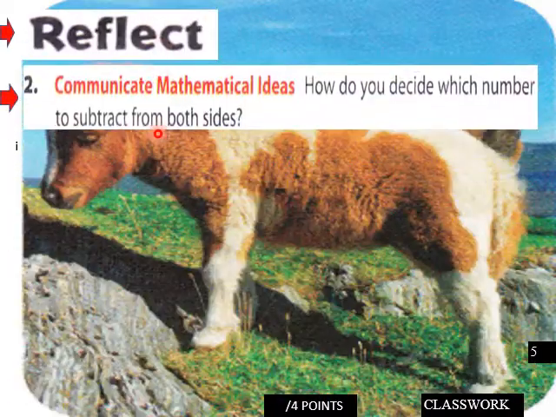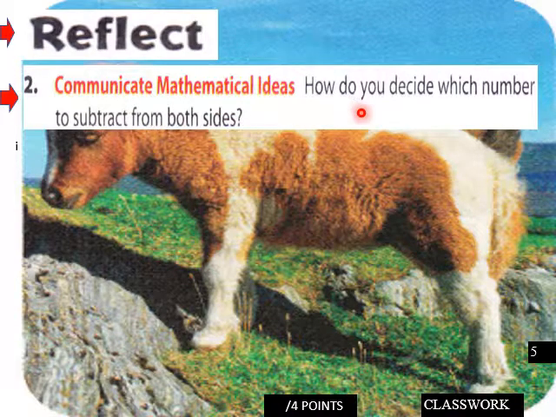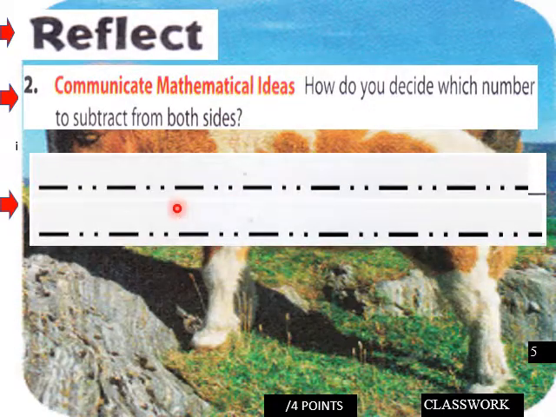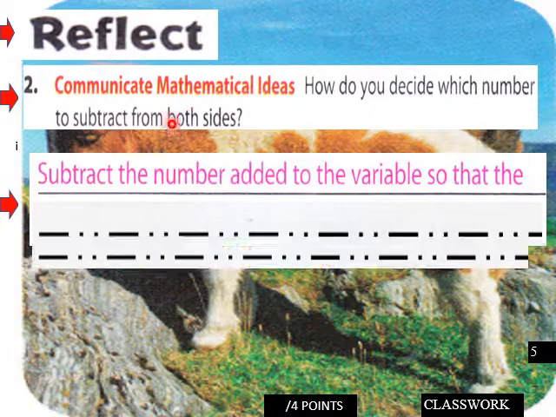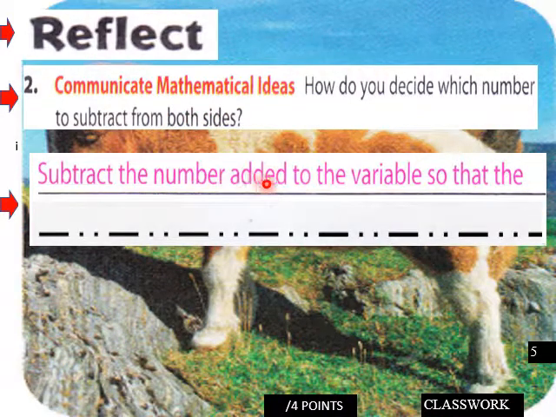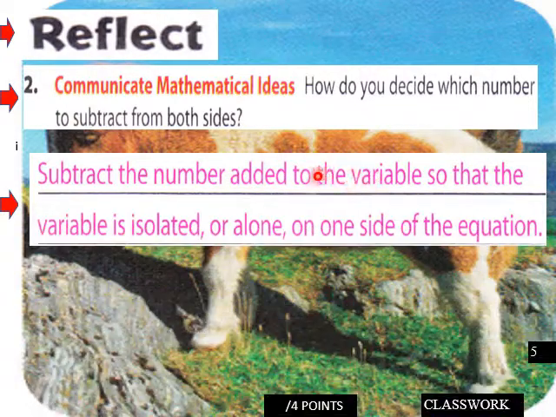So we're going to do a reflection here. Communicate mathematical ideas. How do you decide which number to subtract from both sides? What would be a good answer for that? Subtract the number added to the variable so that the variable is isolated, or alone, on one side of the equation. That's how you decide. It's just like before, with a plus 11 equals 26. We subtracted 11 from both sides, and then a equals whatever happened on the right side.